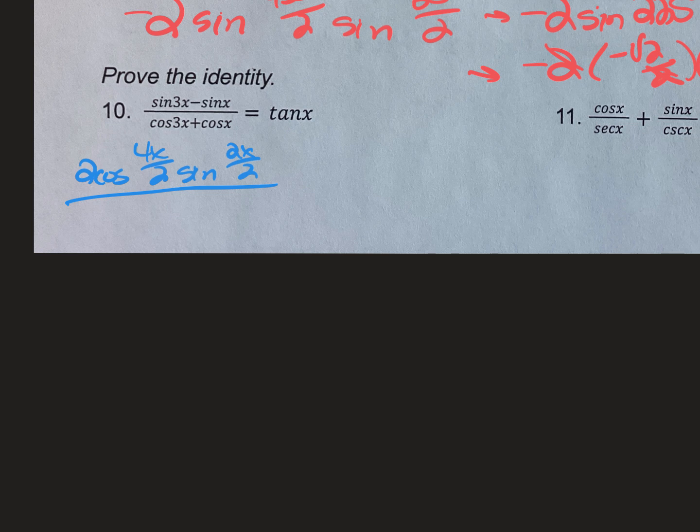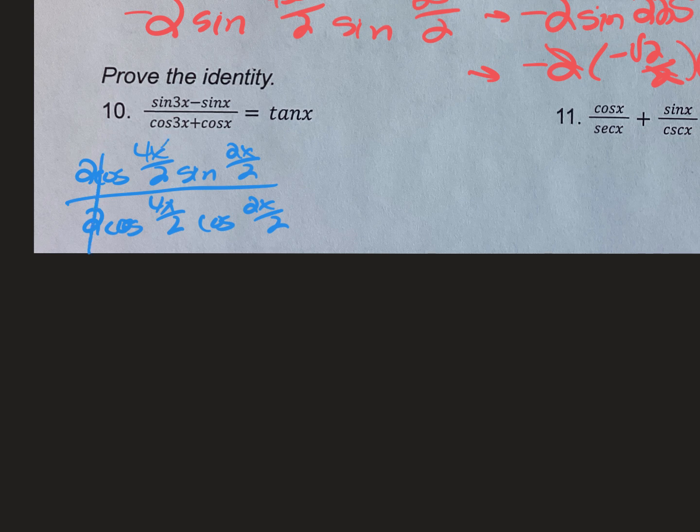Then it says cosine 3x plus cosine x. I'm following the same thing. 2 cosine of x plus y over 2, which would be 4x over 2. Look at that. Look at the top and the bottom right now. And then it says cosine of x minus y over 2, which would be 2x over 2. Are you kidding me? So what's going to happen?